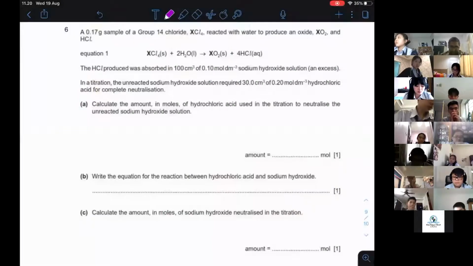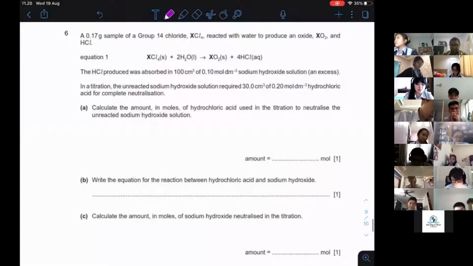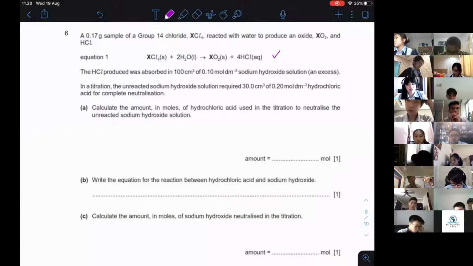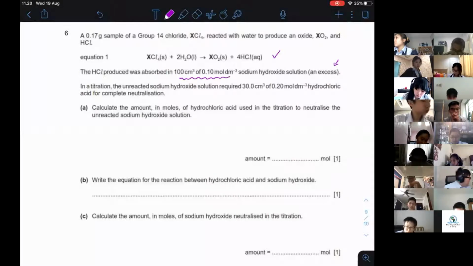Now, so you have a group 14 chloride. Don't worry about whatever that is being used over here. You are given an equation. And then they say that the HCl produced was absorbed by this sodium hydroxide, and they were in excess. It means whatever number of moles that you calculate over here, they are not going to be completely used up. There will be extra sodium hydroxide.